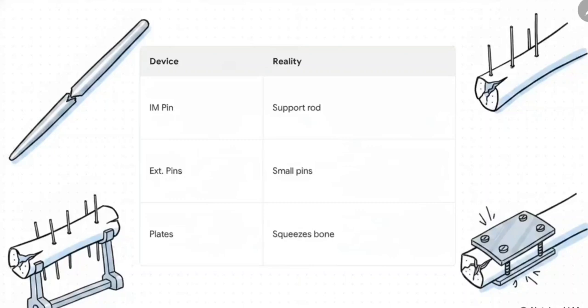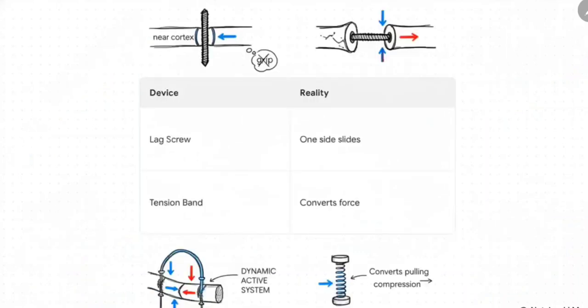Trap 3, thinking plates just passively hold the bone in place. As we just discussed, dynamic plates actively squeeze those fracture ends together. Trap 4, assuming a lag screw grips everything equally. It intentionally slides freely on the near cortex so it can actually pull the far cortex toward you. If it gripped both sides, you'd get absolutely zero compression. And trap 5, thinking a tension band just binds bones together like wire. It doesn't. It's a dynamic system that actively converts pulling forces into compression forces.